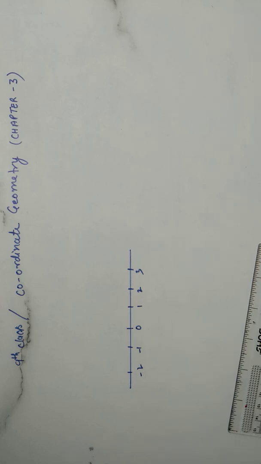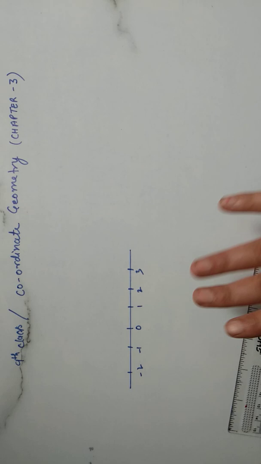So today we will discuss our new chapter, that is coordinate geometry. It is chapter 3 of our NCERT book, class 9. In coordinate geometry we will study the plane, the Cartesian plane, and how to locate a particular point on a given plane. In the previous classes we have studied the number line.